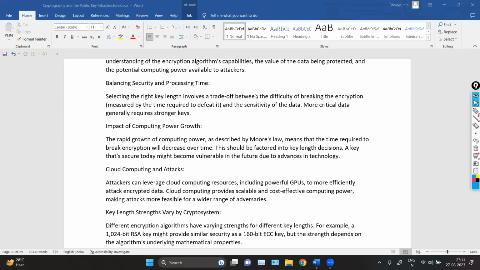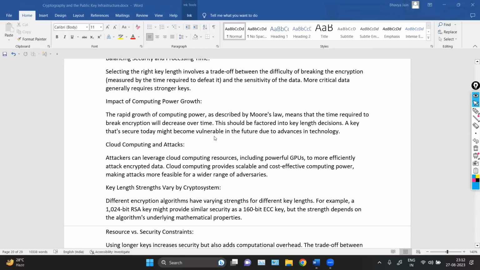So it is a trade-off between the difficulty of breaking the encryption, measured by the time required to defeat it, and the sensitivity of the data. More critical data requires a stronger key. So it depends on your data. If your data is not that important, you can apply a basic level encryption key. And if your data is quite important, then you can use high level keys. So it totally depends on your data and your computational power.